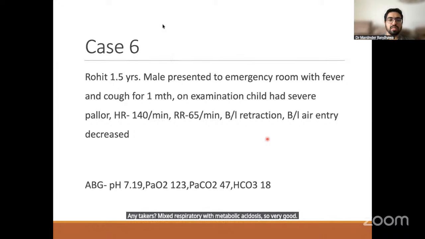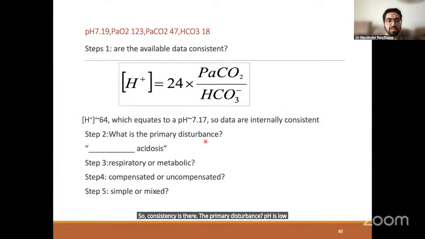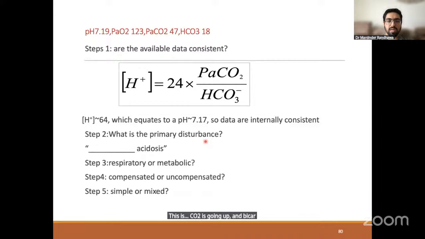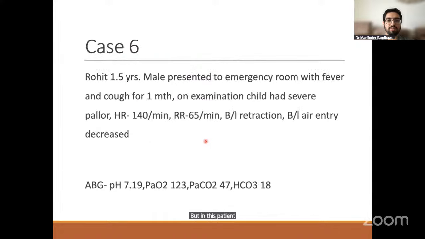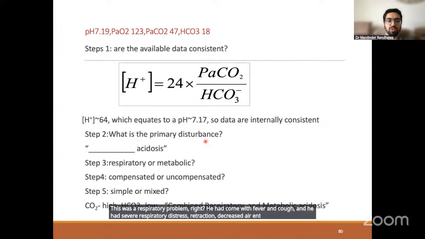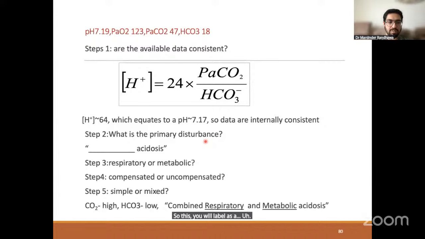So very good. So let's see. Again, let's go step by step. So consistency is there. The primary disturbance, pH is low. So this is acidosis. CO2 is going up and bicarb is going low. But in this patient, what was the primary concern? This was a respiratory problem, right? He had come with fever and cough, and he had severe respiratory distress, retraction, decreased air entry. So this you will label as a respiratory problem.